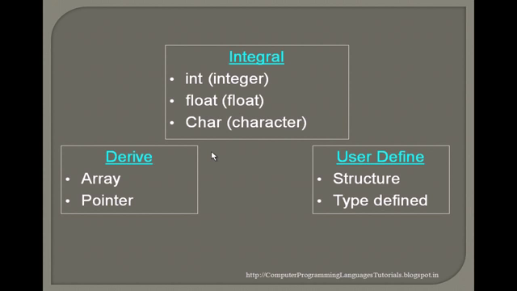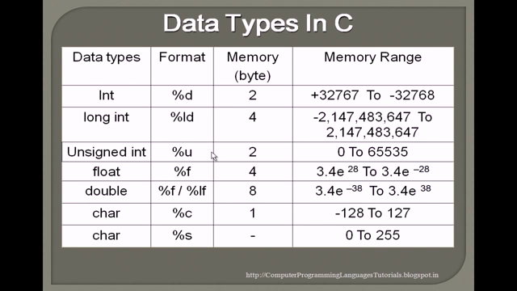The next one is derived. Derived has two types, array and pointer. In C, we have these two topics in detail as well. Also, user defined has structure and typedef. But here we have to focus on the integral type. Let us discuss in detail.